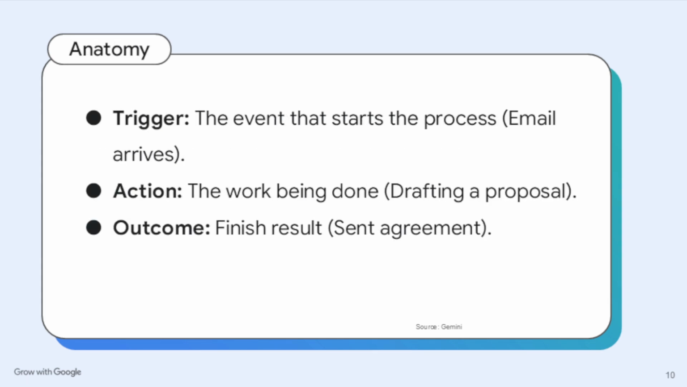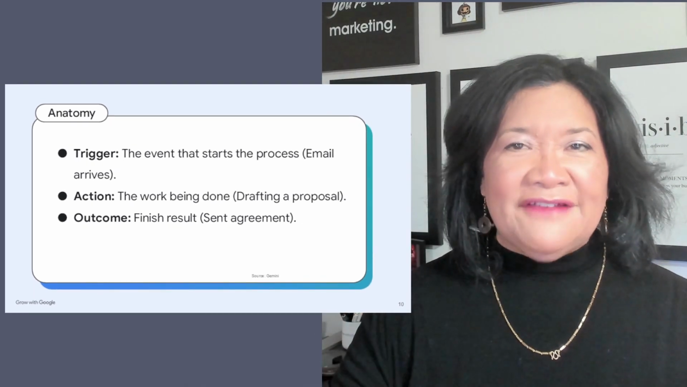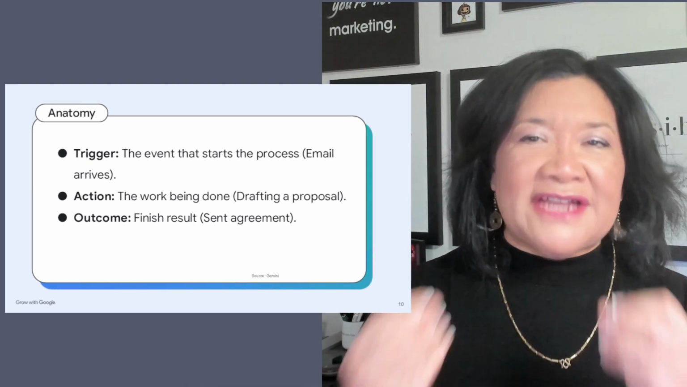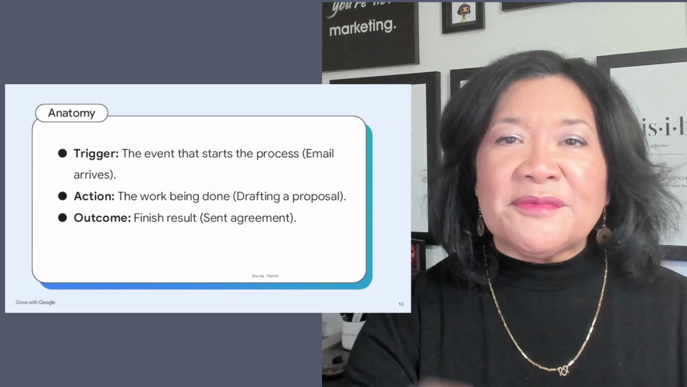Usually a workflow starts with a trigger first. There has to be an event that kicks it off. The email arrives, right? We all have the stressed out inbox. And now when the email arrives, that beautiful inbox zero that we may have taken months to get to has now just been ruined by an email. So it arrives, but that's the trigger event.